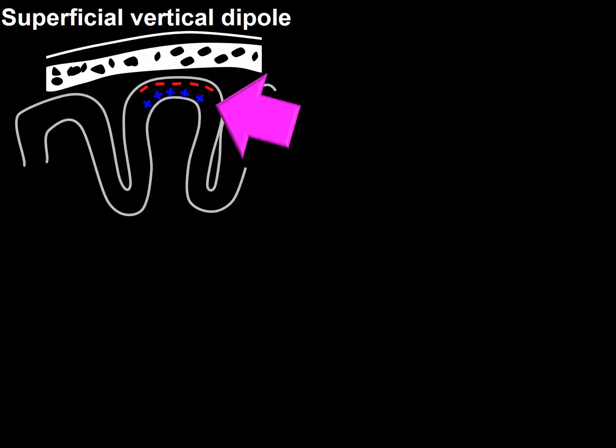In this case, the dipole layer is confined to the crown of a gyrus and perpendicular to the scalp. That is, the dipoles are oriented at right angles with respect to the scalp surface. A group of dipoles with this orientation and location is referred to as a superficial vertical dipole layer. Superficial vertical dipole layers show only one polarity towards the scalp surface, thus towards the EEG electrode. In this case, a negative polarity.